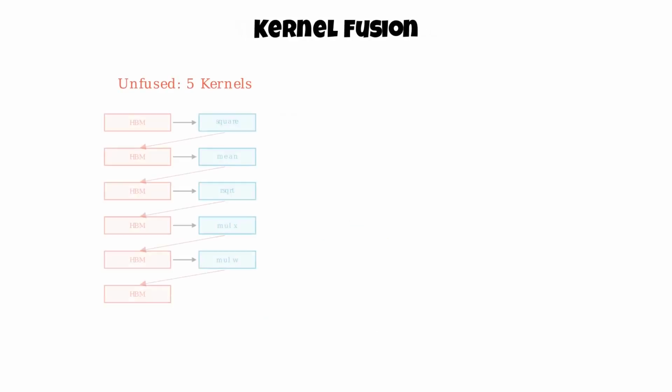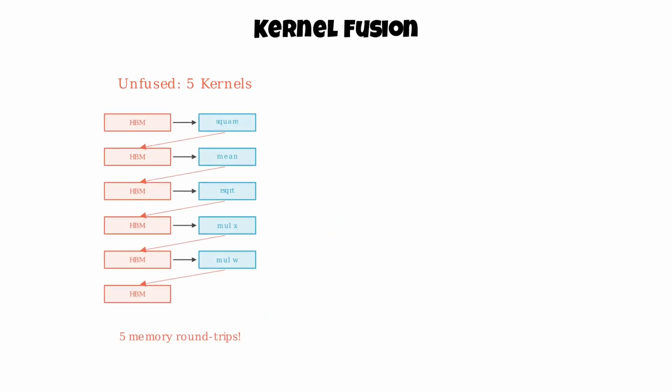So here is a key insight. When we run RMSNorm as separate operations, square, mean, square root, divide, multiply, each of those is a separate GPU kernel. And each kernel has to read data from global memory, do its tiny computation, and write results back. The next kernel reads those results and does another tiny computation, writes back again. 5 operations, 5 round trips to slow global memory.